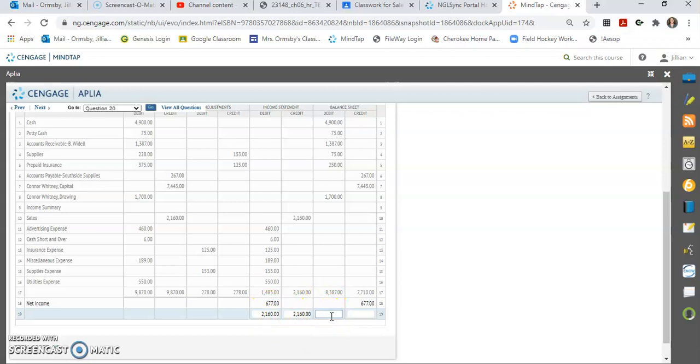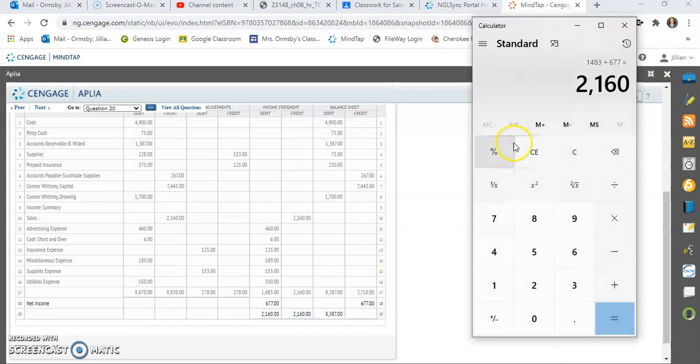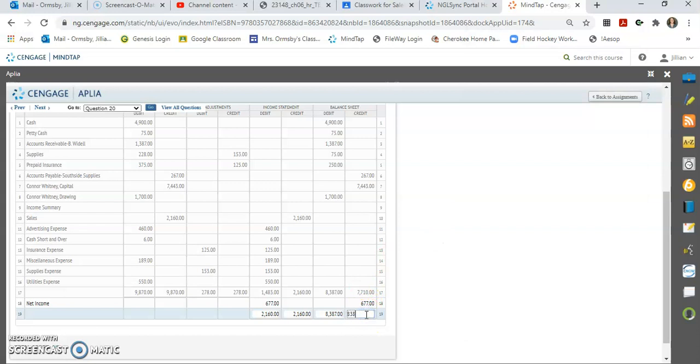Bring this amount down, it's 8,387. And then we're going to add these two together. So if we did it correctly, they'll match. 7,710 plus 677 equals 8,387. So 8,387, and they match. So we now adjusted our balances for our supplies and insurance accounts moving forward to the next fiscal period, and we determined how much profit we made for this fiscal period, which was $677.